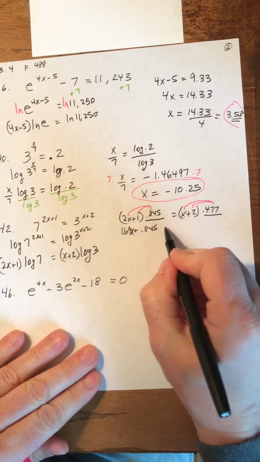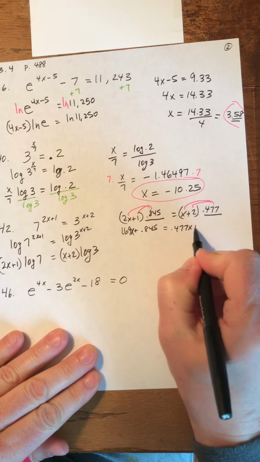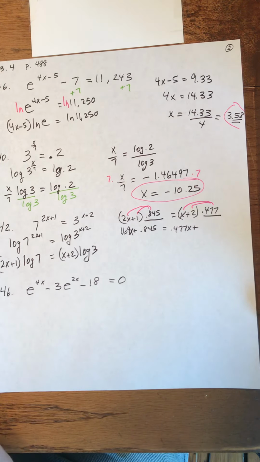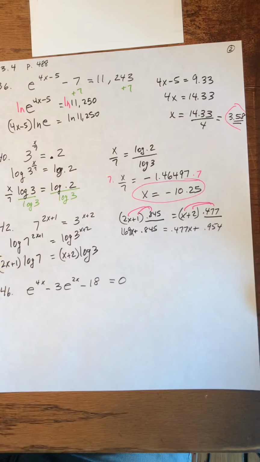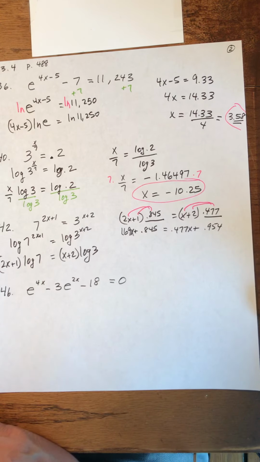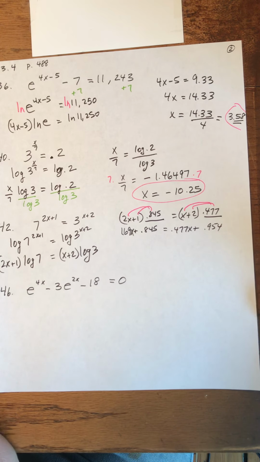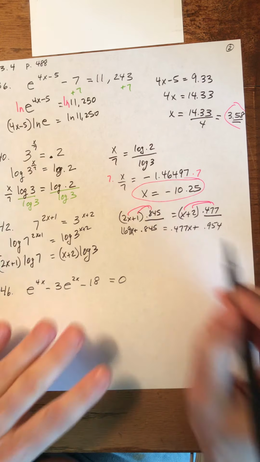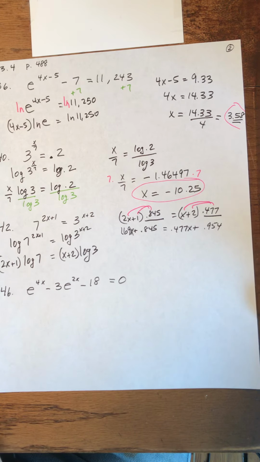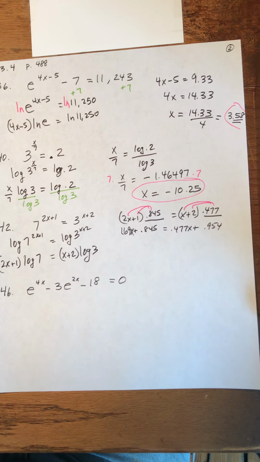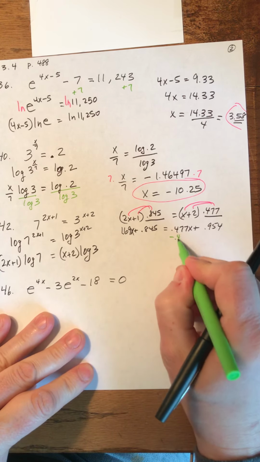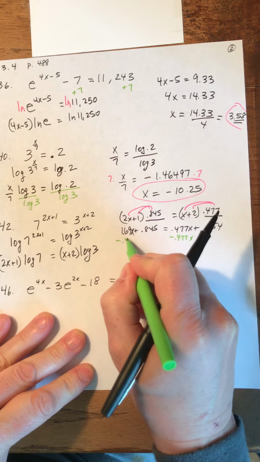And I'm going to get 0.477x plus 2 times 0.477, and it comes out to 0.954. Now this is ugly in the sense that it has ugly numbers in it, but it's not that hard to do algebraically. So I'm going to take that 1.69x and subtract the 0.477x from both sides. So I'm going to go minus 0.477x, minus 0.477x.